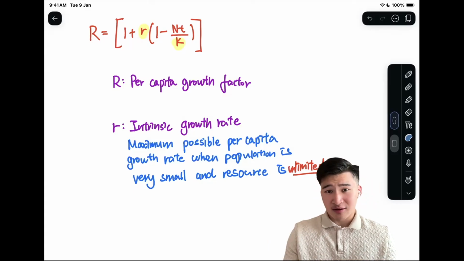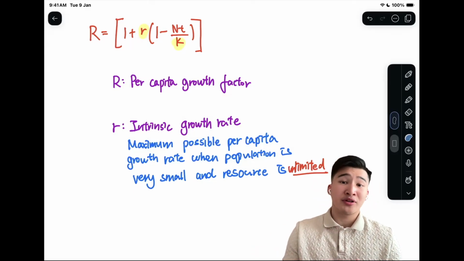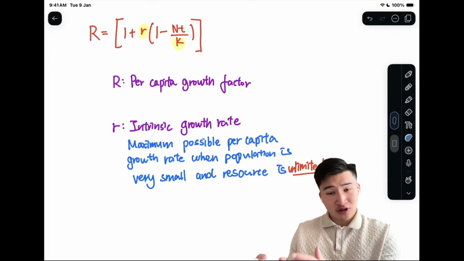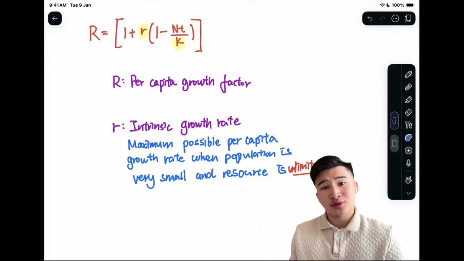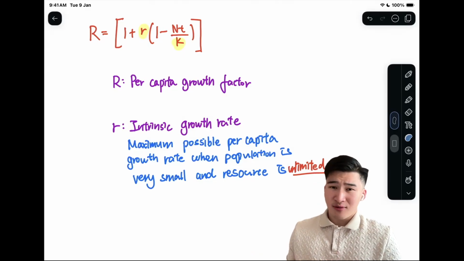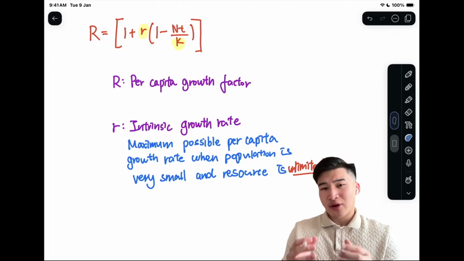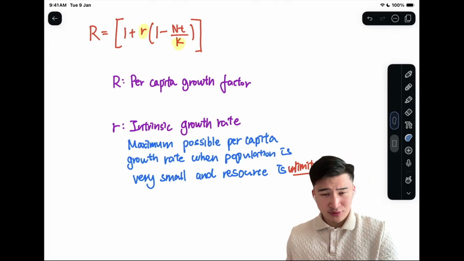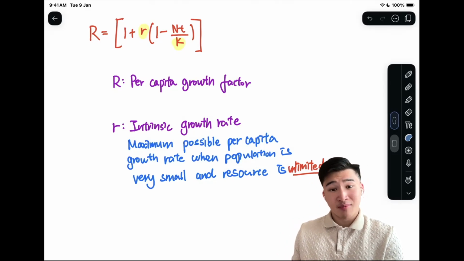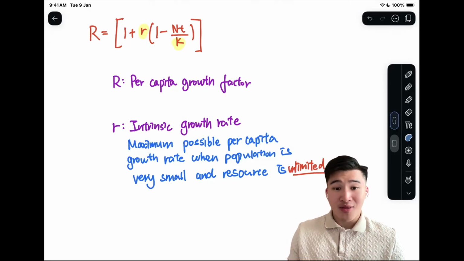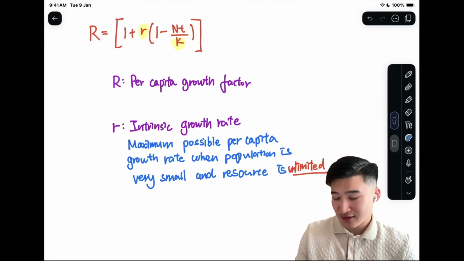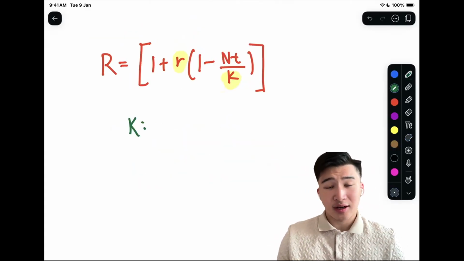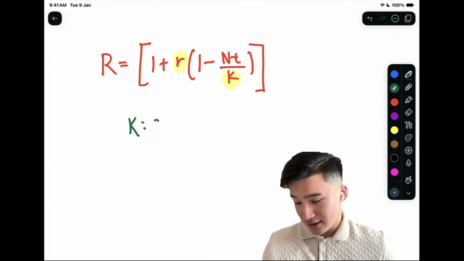Going back to the fish concept, as there's more competition for mates maybe, more competition for food and resources, this is going to start to drop, right? Because it's not as easy for you to reproduce anymore. So intrinsic growth rate, you can think about it as how easy it is for you to reproduce. Well, that's why it's the maximum possible per capita growth rate when the population is very small and the resource is unlimited. Okay, and K here is actually our carrying capacity.